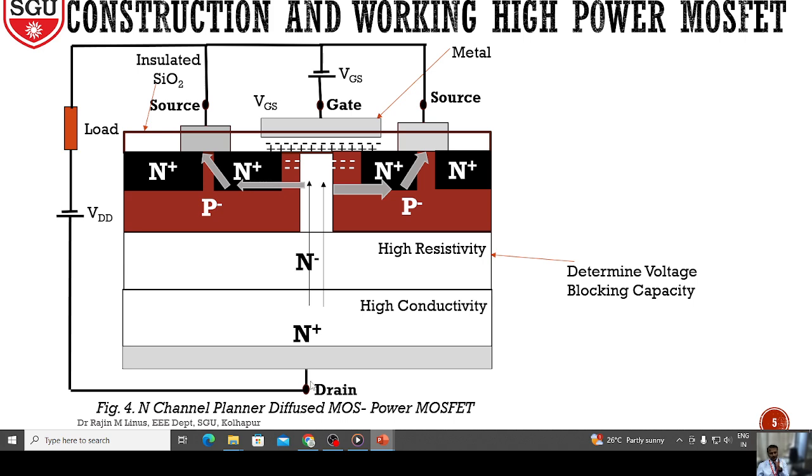The difference between the simple MOSFET and the power MOSFET is that the power MOSFET has many simple MOSFETs connected in parallel. Moreover, it has an N negative high resistivity layer to determine the voltage blocking capacity of the power MOSFET. I hope you understand the operation, working and types of the simple MOSFET and the high power MOSFET. Next class we will learn about the characteristics of the power MOSFET.